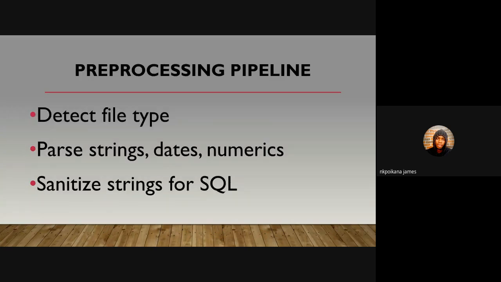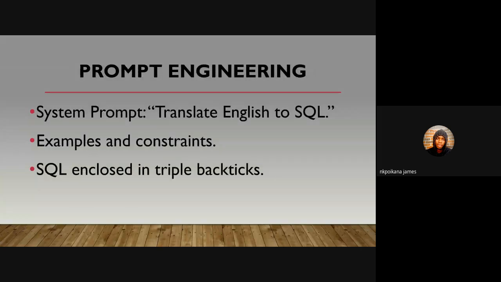The pre-processing pipeline will detect the file type and parse the strings, the dates, and the numbers, and we also sanitize the strings. When you're writing code, you need to observe that some data sets that will be uploaded might be empty. There might be issues with the data set, so we need to account for all of this.